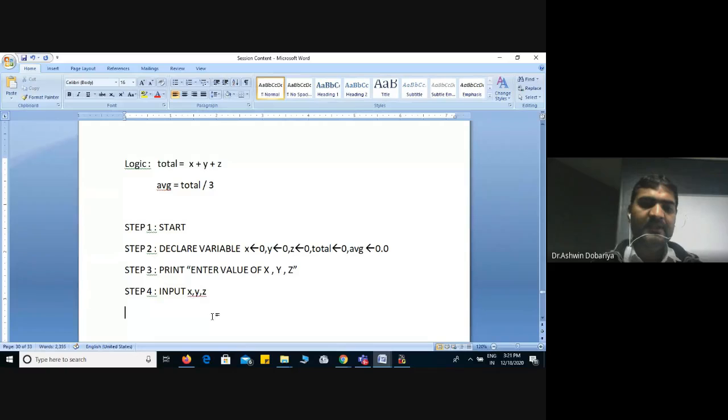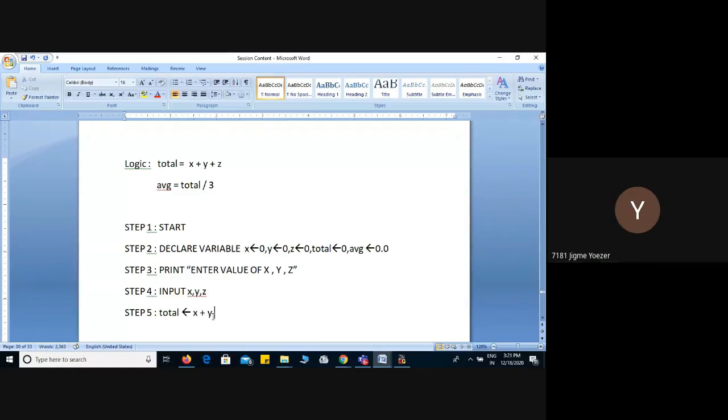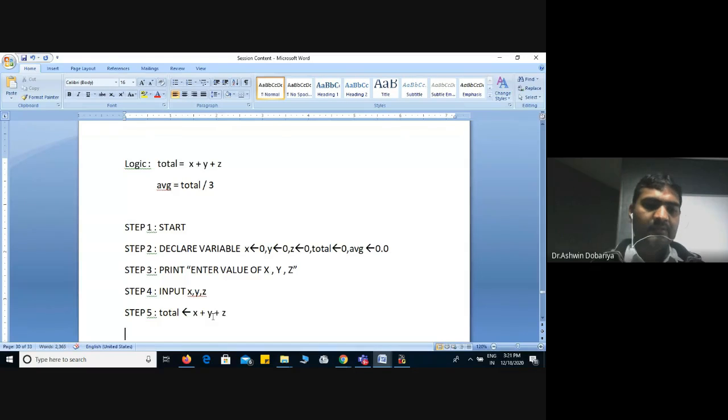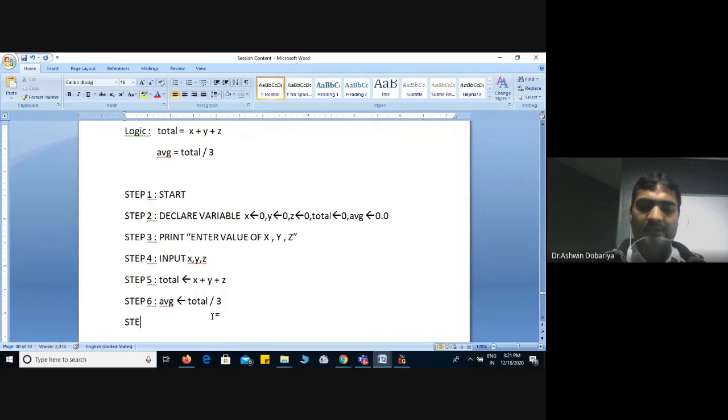Then what is the next step? Actual logic. What is our actual logic? First we have to calculate total. And once total is complete, then next is average. How can we calculate average? Total divided by 3. Then step number 7.